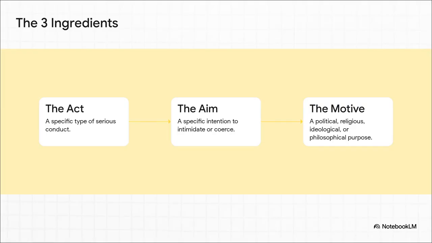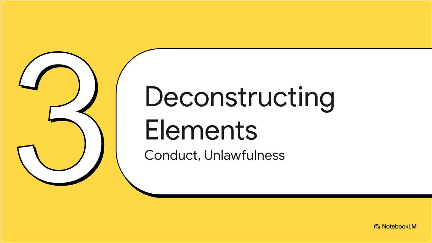So, what are these 3 magic ingredients? First, you need some form of serious conduct. That's the act itself. Second, you need a very specific intention. That's the aim, what the person is trying to achieve. And third, you need a specific purpose. That's the motive, the why behind it all, which must be political, religious, ideological, or philosophical. The act, the aim, and the motive. Remember those 3.